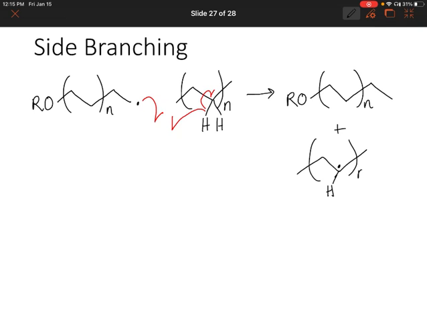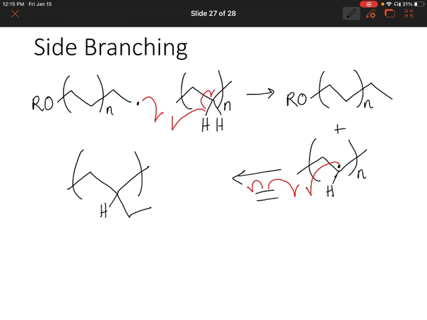So this will be a secondary radical, depending on what type of polymer you added in. Then you can add in ethylene, and your new radical will form a bond with ethylene. And now you have a branch coming off of your polymer.